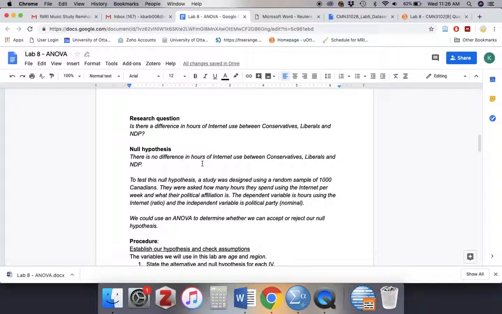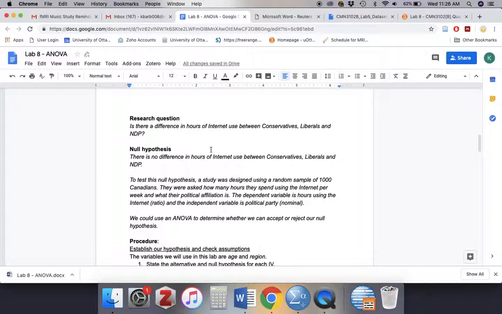So the null hypothesis is that there is no difference in how people score on the DV, no matter what group you belong to. And because the Anova has 3 groups, we actually have to state there's going to be no difference in total social media use across conservatives, liberals, and people who are NDP.